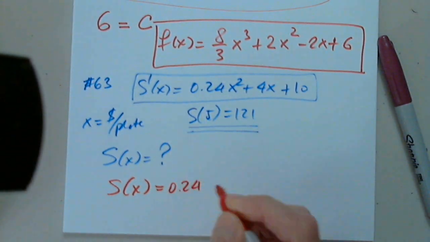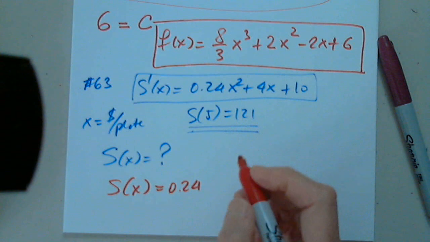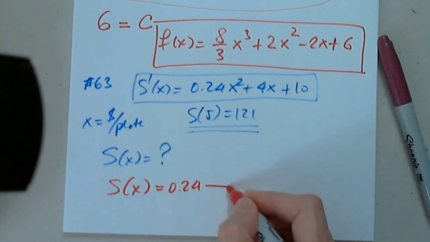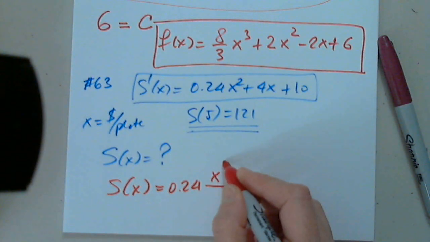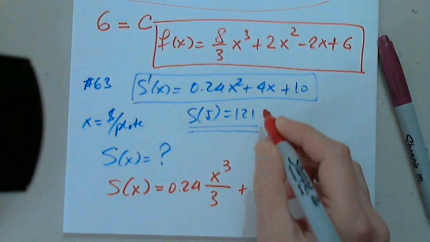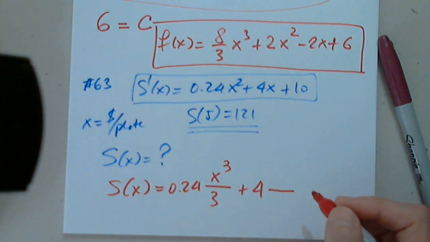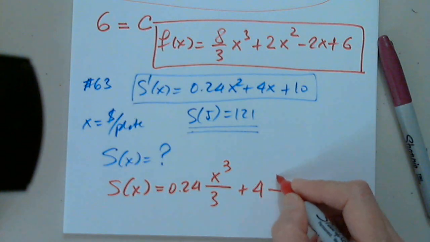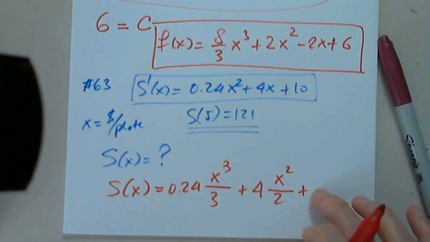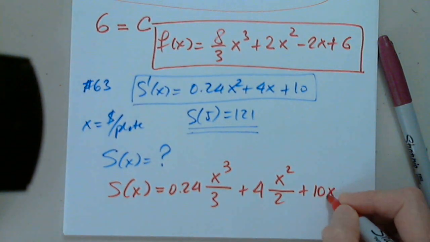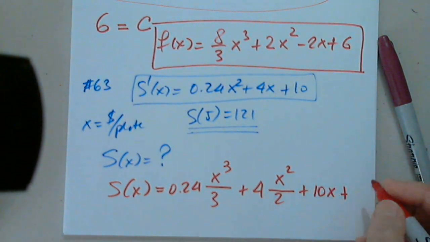0.24. Which function prime is x squared? x cubed times 3. Very good. Plus 4. Which function prime is x? x squared over 2. Awesome. Plus, which function prime is 10? x. Awesome. Plus, I can never forget a constant c.